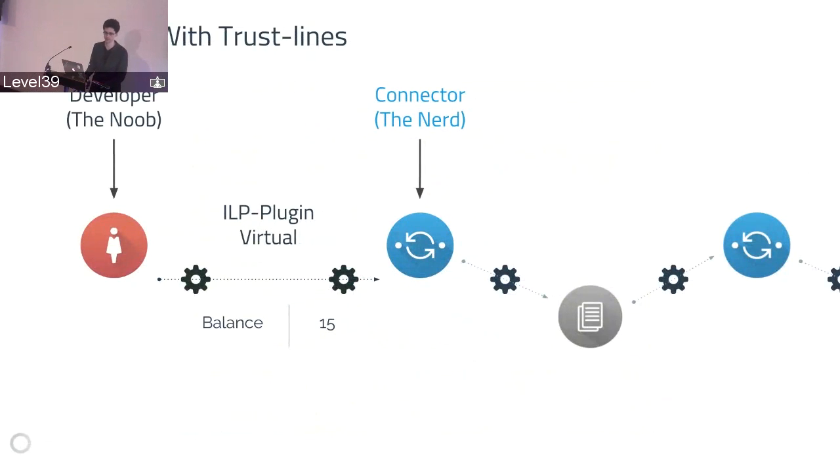And you've got some balance on this trust line. And what that means is the nerd extends $15 of balance to the noob. So if the noob sends a payment, that gets deducted from the balance and the payment gets routed through the nerd.